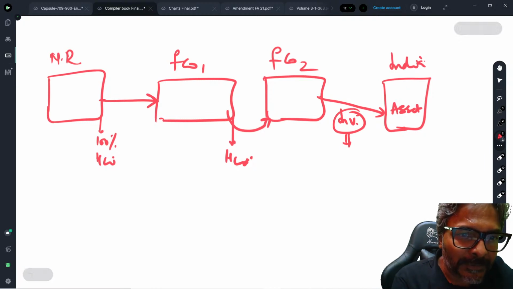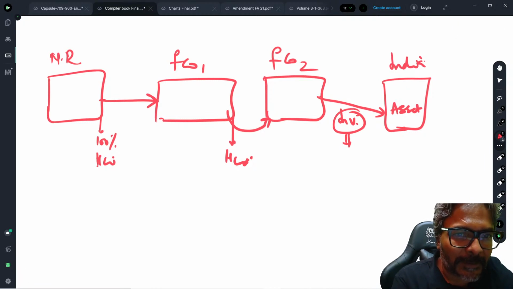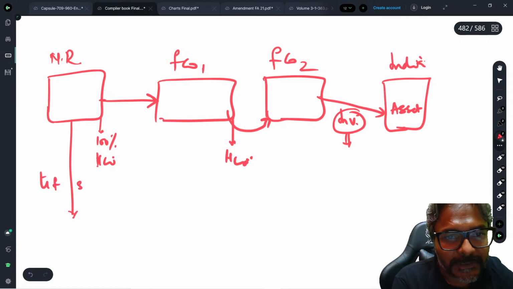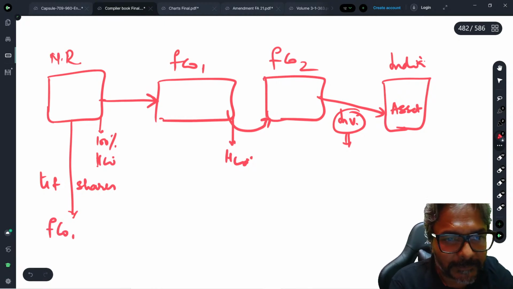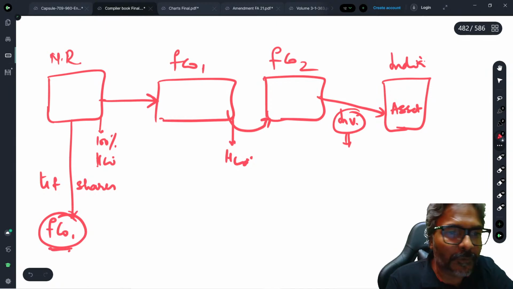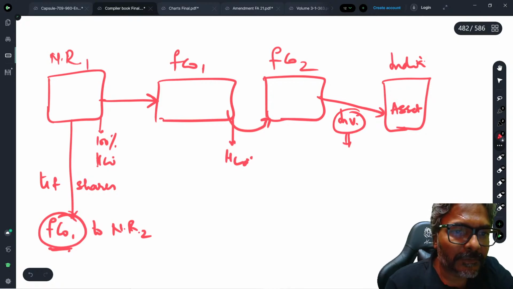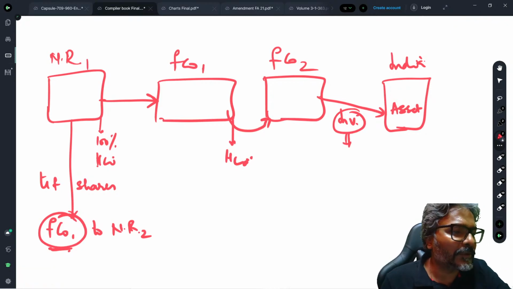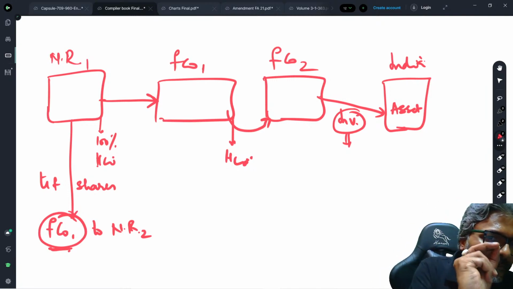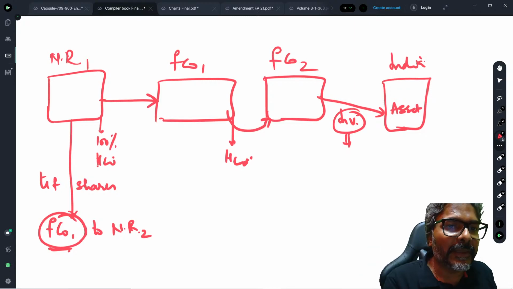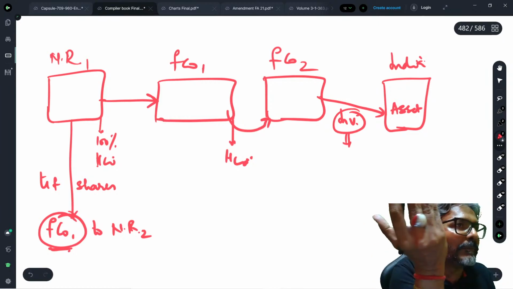Now thereafter, students, what has happened? This non-resident is transferring the shares of FCO 1 to non-resident 2. If this is the question combination that they give you, remember that Vodafone was a 14-layer company. Here we are talking about this particular case of a two-layer company.